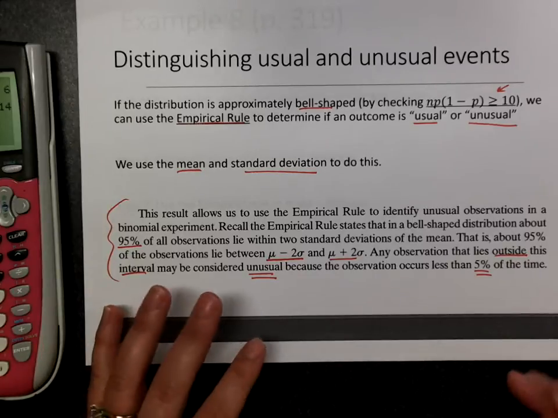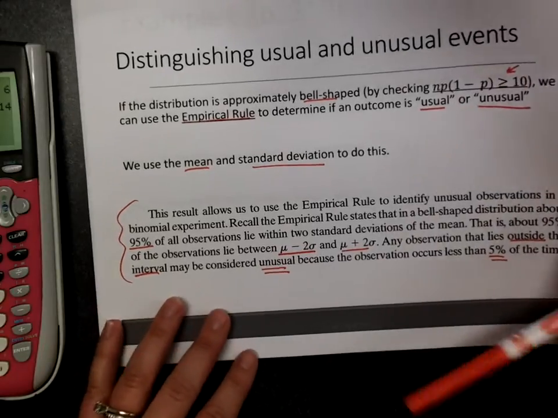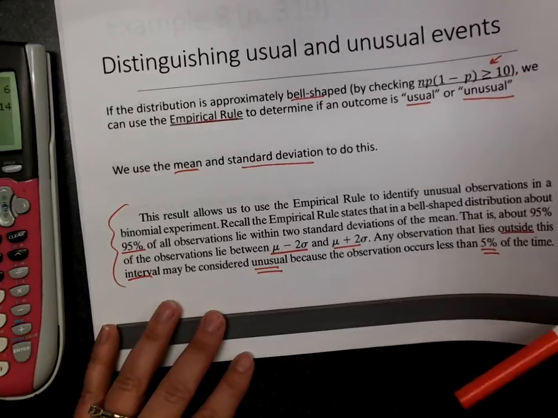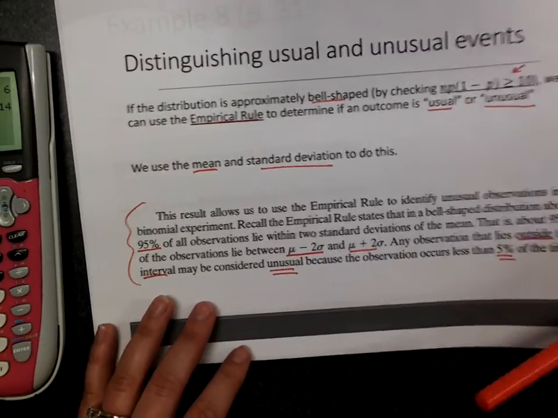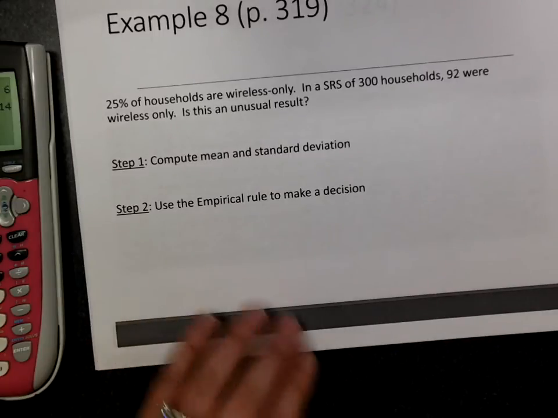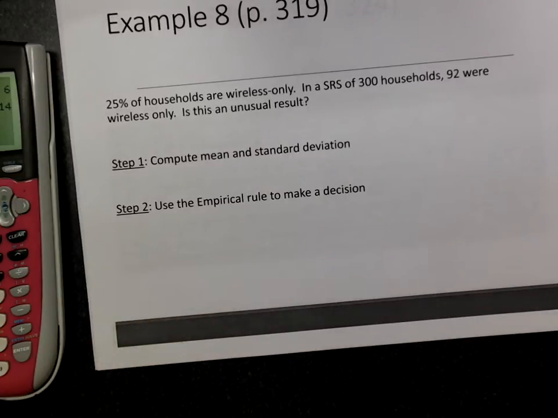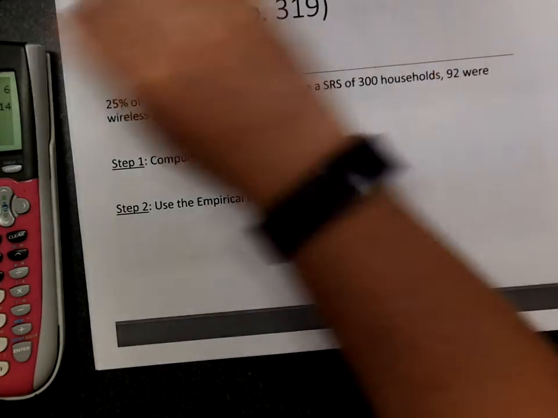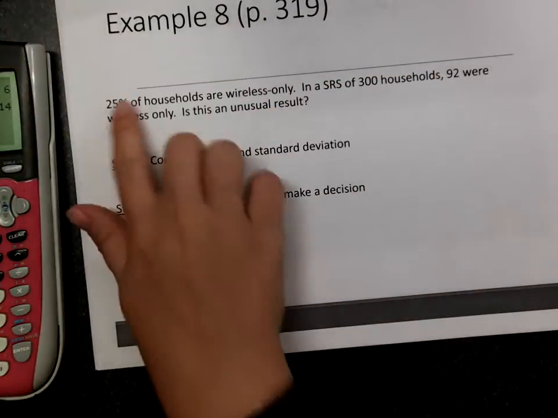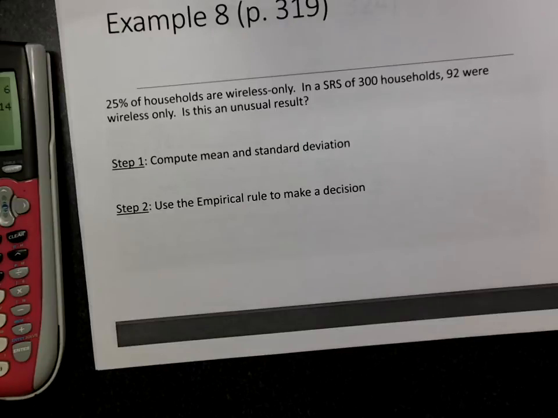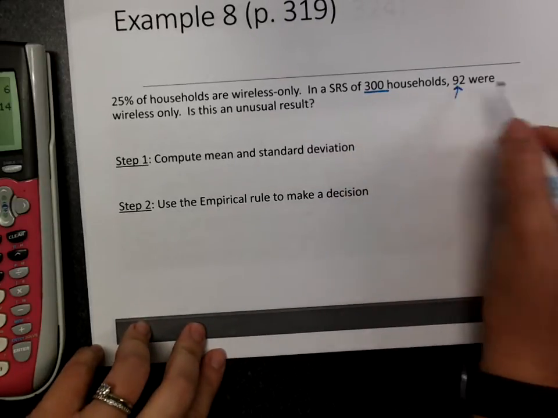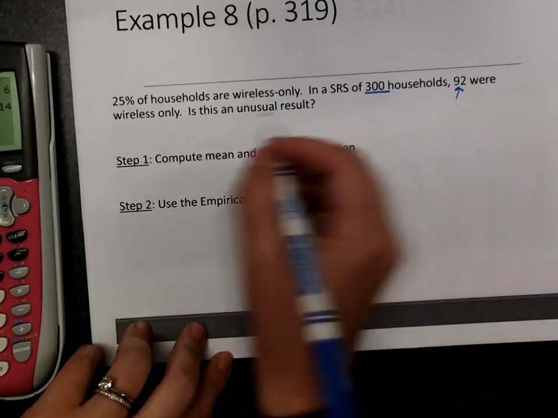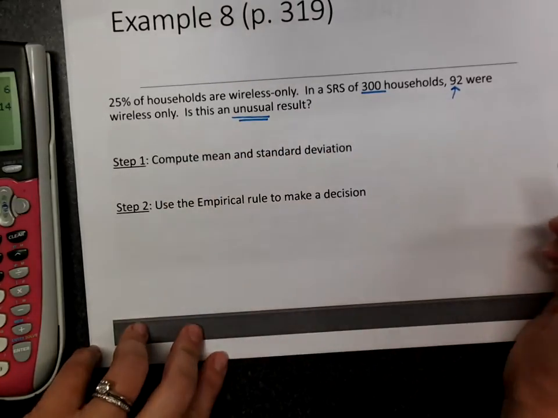So we're not going to do too much of this in this chapter. I just want to do one quick example of what this looks like. And we'll discuss this much more in chapters 7, 8, 9, and 10. This is just kind of introducing the idea. So same scenario, 25% of households are wireless only. In a random sample of 300 households, 92 were found to be wireless only. The question is, is this an unusual result?